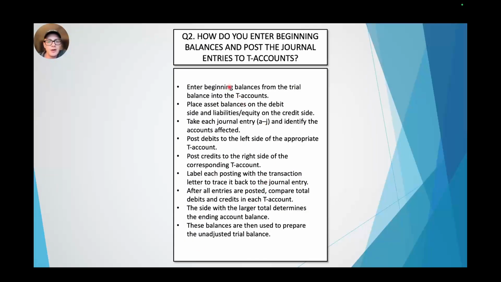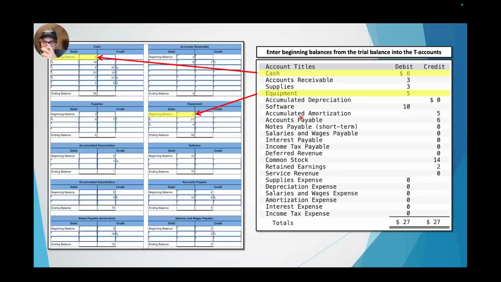All right, so how do you enter beginning balances and post the journal entries to the T accounts? And all this is basically saying beginning balances from the trial balance are entered into the T accounts. Each journal entry is then posted to the appropriate account with debits on the left and credits on the right, which allows us to track the updated balances. So, this is our trial balance.